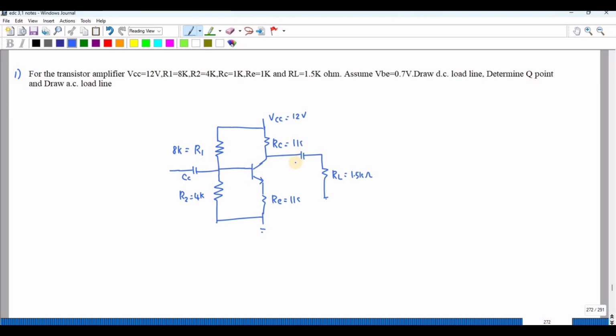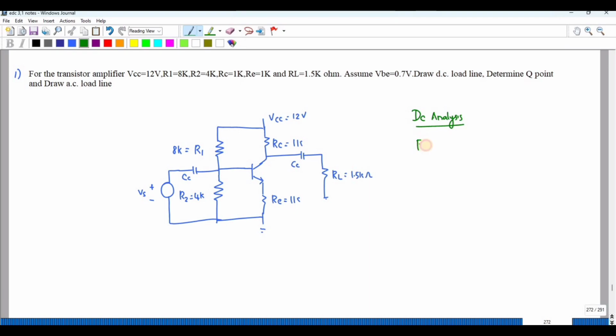So these are the coupling capacitors, and this is your VS, the AC supply. So first we need to find the DC load line. In order to find the DC load line, we have to do the DC analysis.